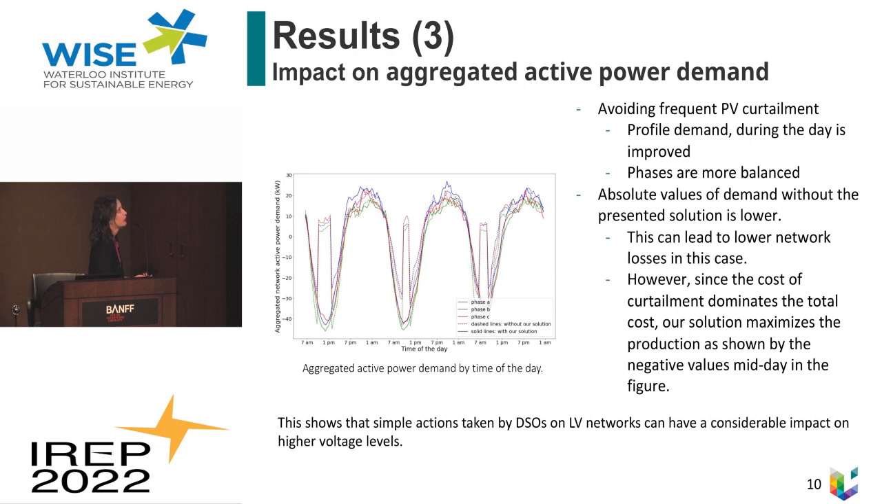Finally, we had the results about the aggregated active power demand. This was computed with what we had as load and what we removed with the PV production. And you can see here the impact. So avoiding a frequent PV curtailment, we were able to have more balanced phases. Then we have like improved the demand during the day. And finally, a note to say that the absolute value would be greater with our solution, but still we were enhancing the production of PVs and not checking only the loss function, because the curtailment cost was bigger, so that was what we wanted to minimize. So as you can see, a simple thing that the DSO could do could have a real impact on higher voltage. So a small conclusion.